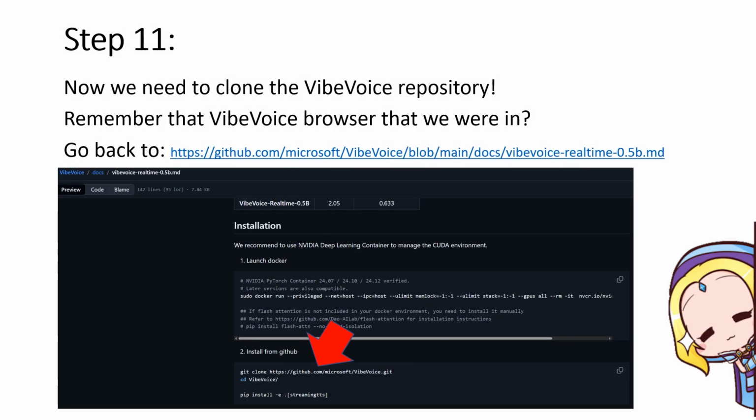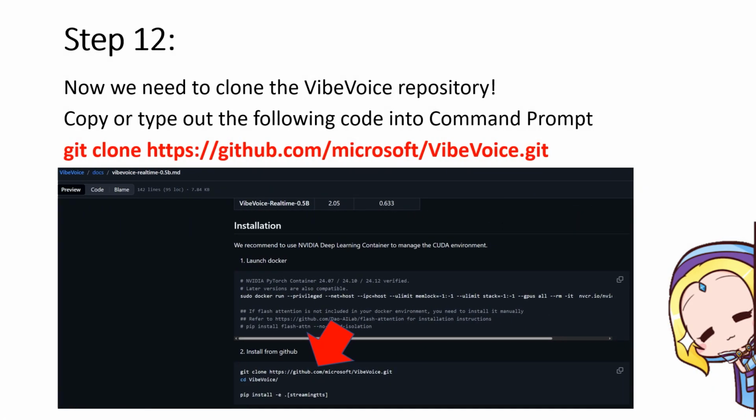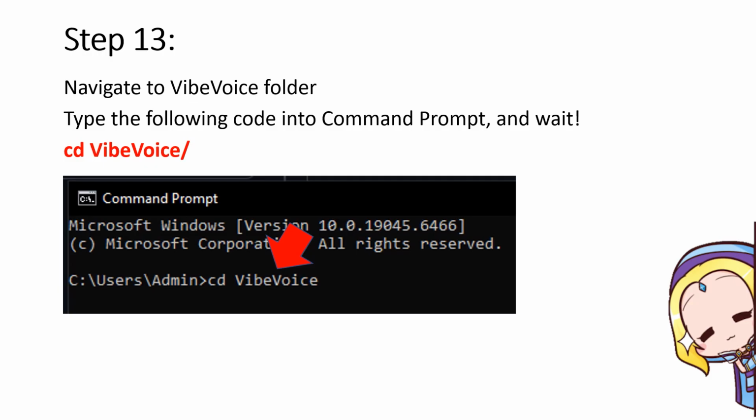Step 11. Here we need to navigate back to the VibeVoice browser to get the GitHub code. Step 12 is the real deal here, where we start to clone VibeVoice. Type the red text into your command prompt. Step 13 is to navigate back into the VibeVoice folder. Copy the red text into the command prompt.